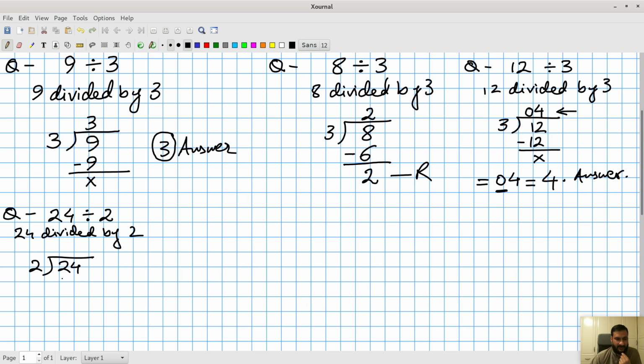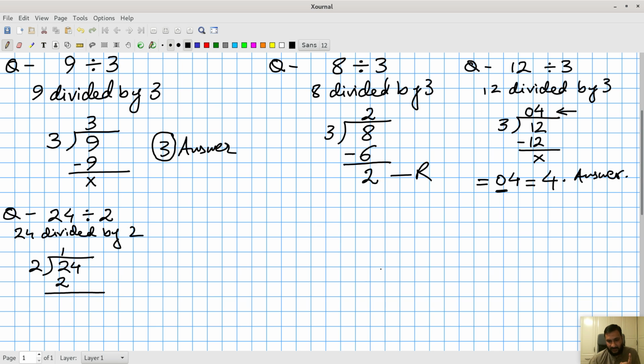Now we check the first digit because the divisor outside is a single digit. So we check a single digit here and see if this 2 is either greater than or equal to the divisor, which is 2, and that is true. 2 is at least equal to 2, so that means we can divide it by doing a multiplication. 2 ones are 2.